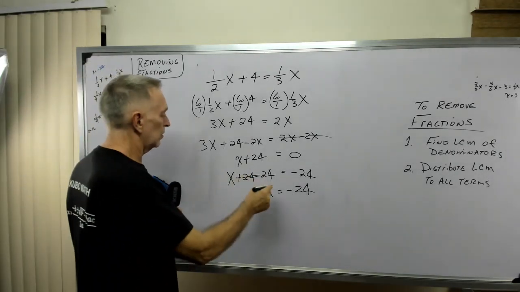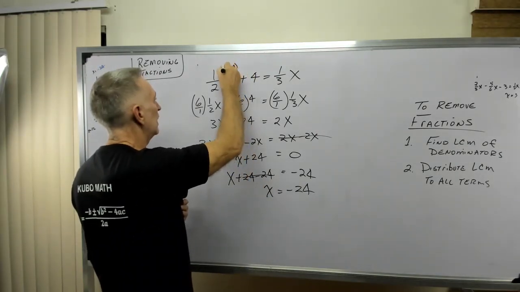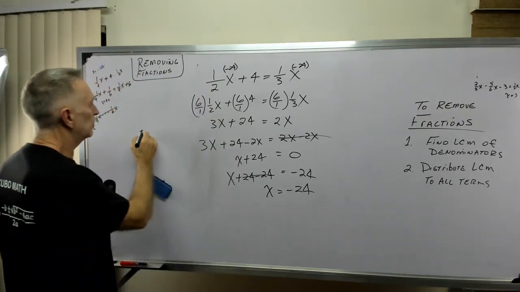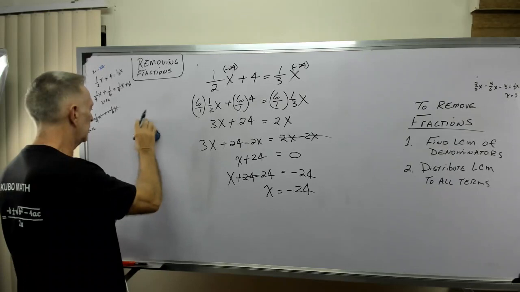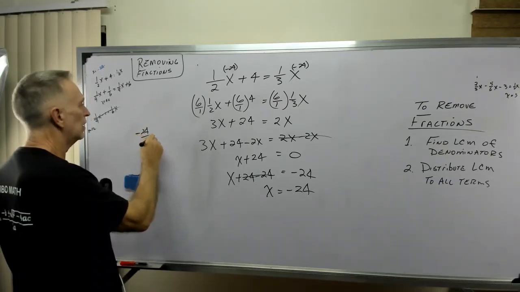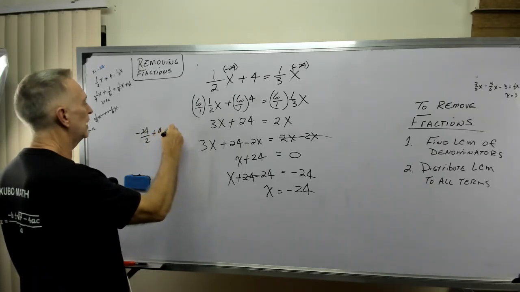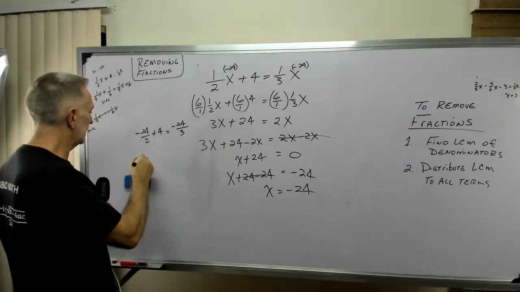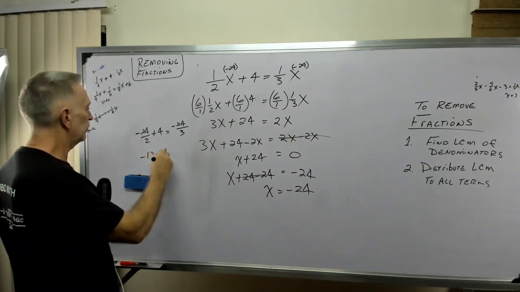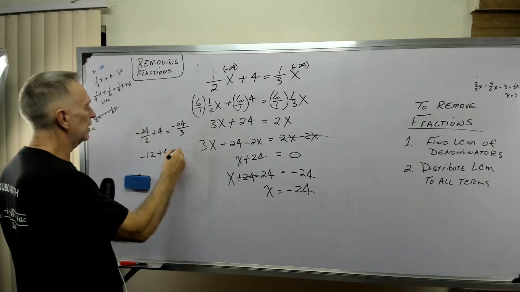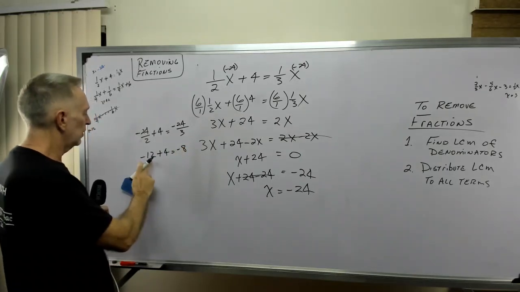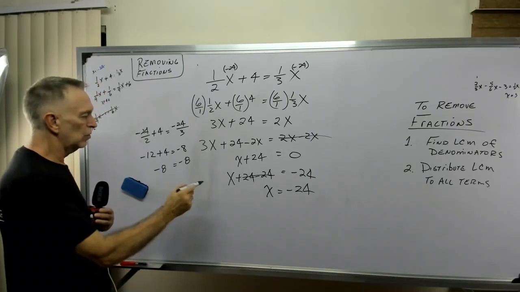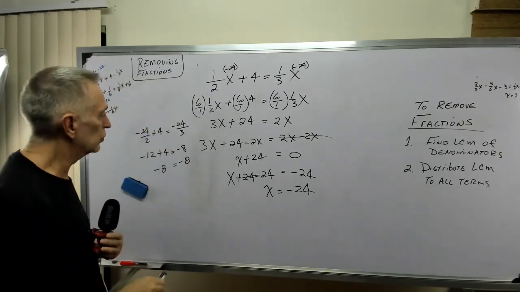Let's see how hard this one would be to put back in there. So there's my negative 24. Here's a negative 24. All right, so that gives me 1/2. Negative 24 over 2 plus 4 equals negative 24 over 3. So negative 24 over 2 is negative 12. Negative 12 plus 4 equals negative 24 over 3, which is negative 8. So negative 12 plus a positive 4 is negative 8. So negative 8 equals negative 8. So x equals negative 24 was a solution.